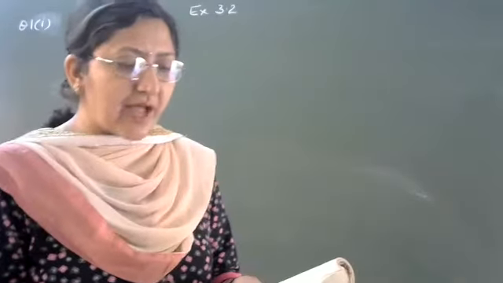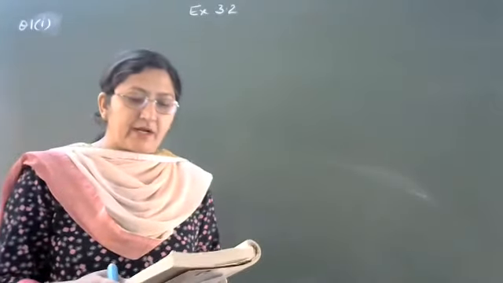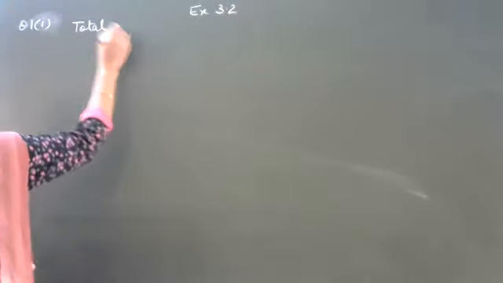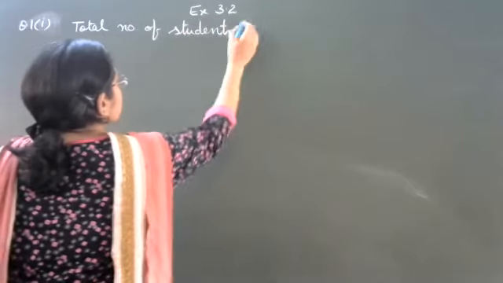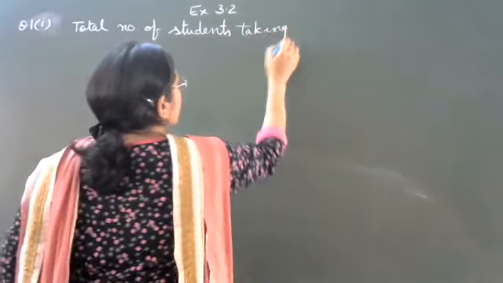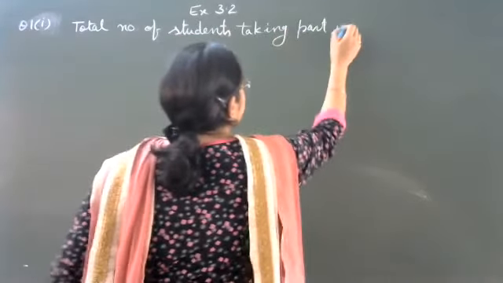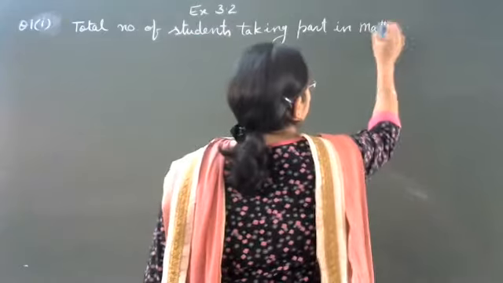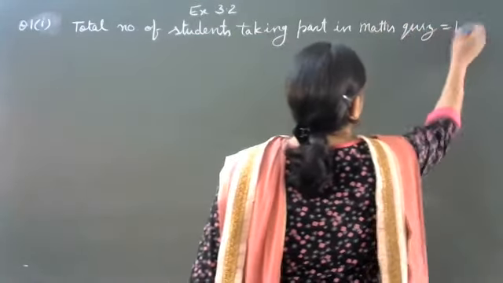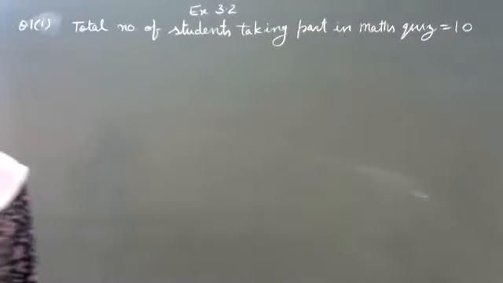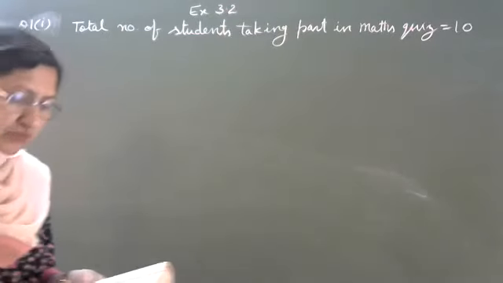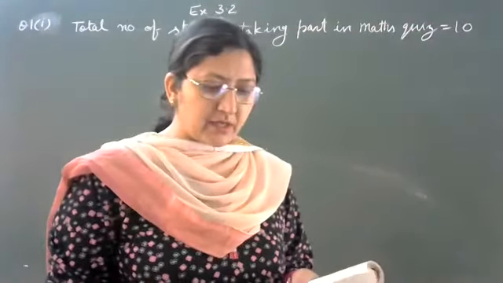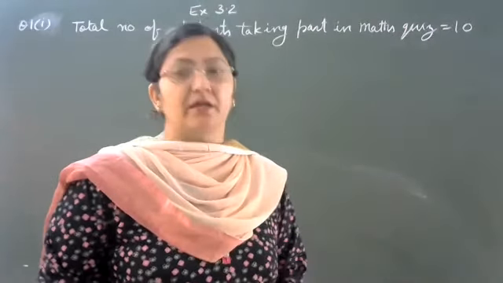equations. 10 students of class 10 took part in a maths quiz. So the total number of students taking part in the maths quiz is equal to 10. There are 10 students who participated in the maths quiz. If the number of girls is 4 more than the number of boys, find the number of boys and girls who took part in the quiz.